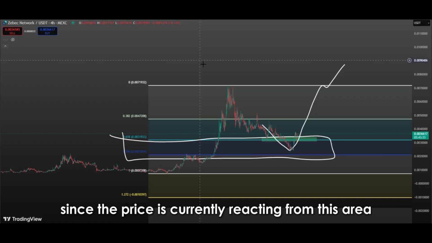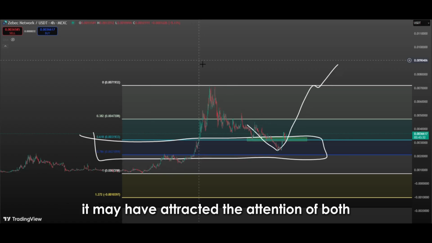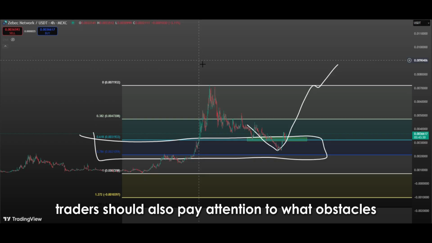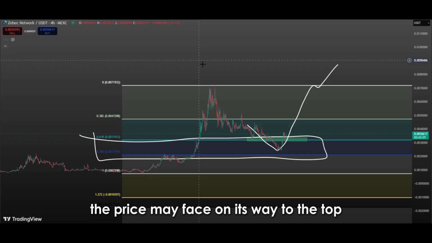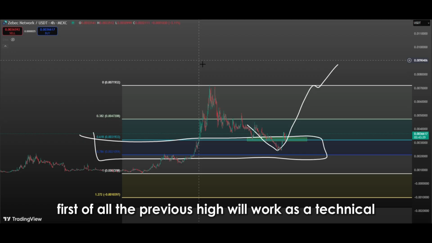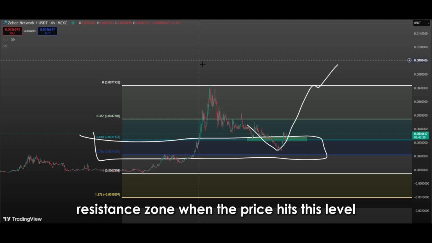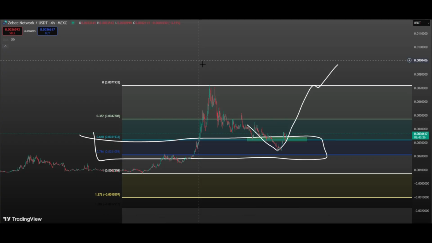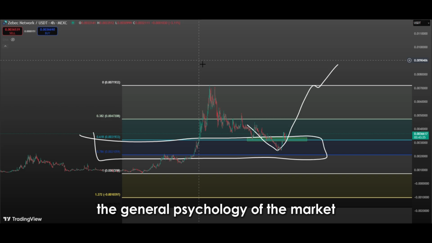Since the price is currently reacting from this area, it may have attracted the attention of both short-term and medium-term traders. After such a move, traders should also pay attention to what obstacles the price may face on its way to the top. First of all, the previous high will work as a technical resistance zone. When the price hits this level, some profit realizations may be seen. However, the price reversal from these levels is not only a technical phenomenon, but also a behavior that reflects the general psychology of the market.